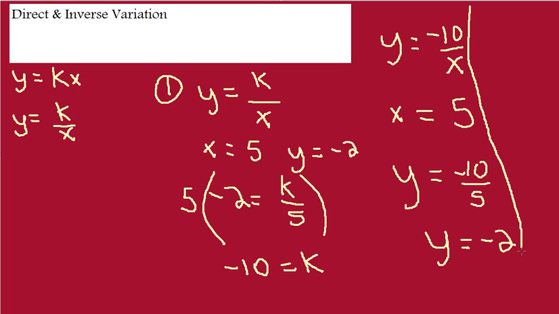If I say when y is equal to, let's make it 7, find x. I'm going to plug 7 in for y. So now you're going to have 7 equals -10 over x. You just need to solve this for x. A few ways to solve this. I would put this over 1, cross multiply 7x equals -10, divide by 7, x is equal to -10 over 7.